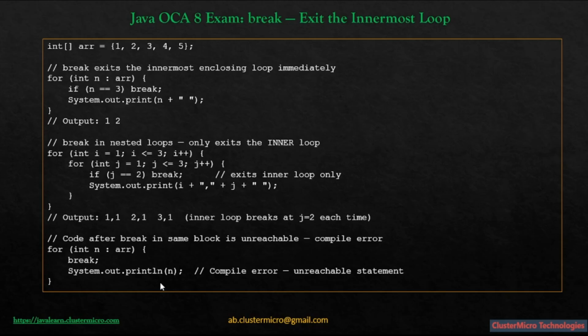Say we have one loop on the top, for int i = 1; i <= 3; i++, and then an inner loop, for int j = 1; j <= 3; j++, and then the condition is if j equals 2, then it breaks, right? The output is 1 1, 2 1 and 3 1, because as soon as j reaches 2 it will come out of the inner loop. The outer loop continues, but once j becomes 2 the inner loop breaks, okay? So you will see 1 1, 2 1 and 3 1.